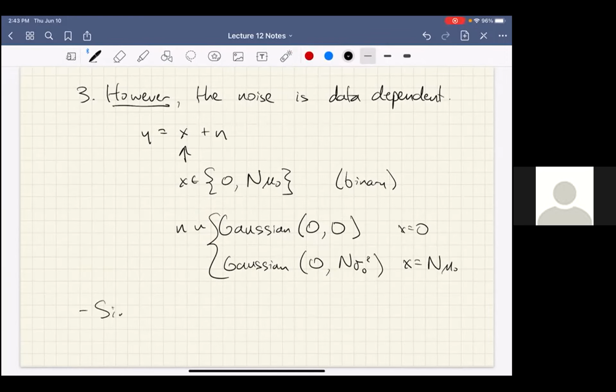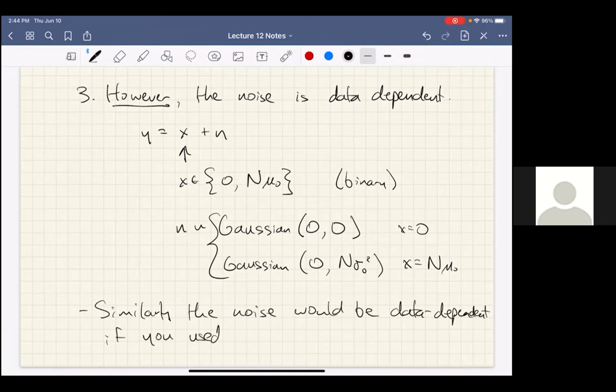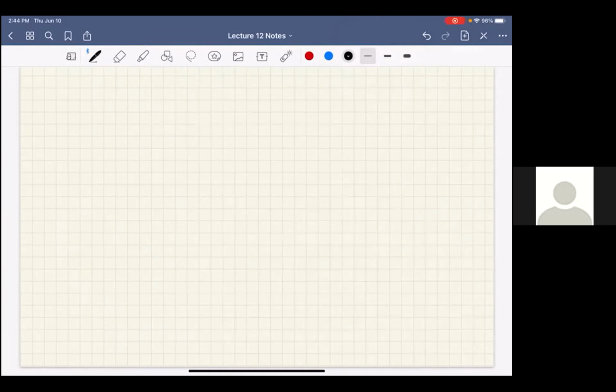Similarly, noise would be data dependent if you used an M-ary scheme. Should be clear how that works out, but I'll let you work that out on your own. So that is interesting. We don't usually run into additive noise schemes where the noise is data dependent. So in other words, the stronger the signal, the stronger the noise.